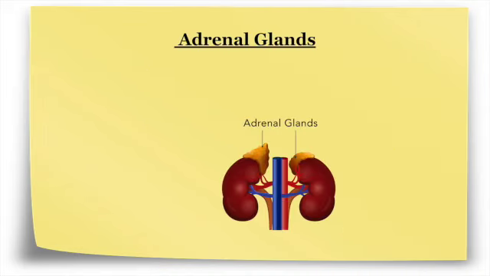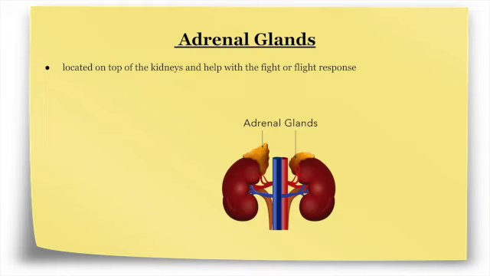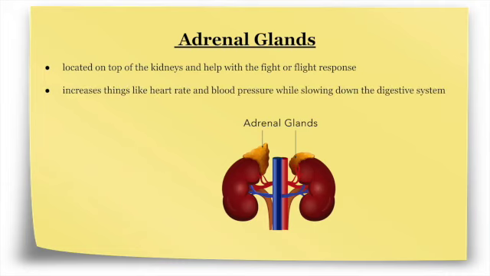The adrenal glands are located on top of the kidneys and help with the flight or fight response, as it increases things like heart rate and blood pressure while slowing down the digestive system. The hormones secreted are norepinephrine and epinephrine.